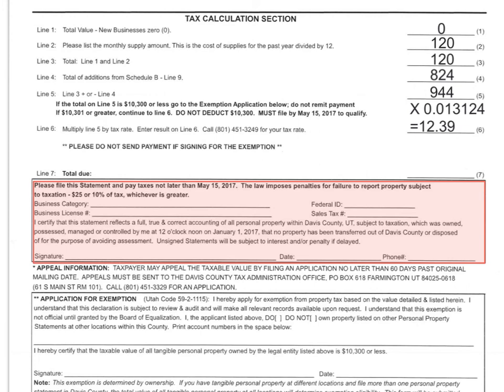Regardless of whether you qualify to claim the exemption from tax or not, all filers must complete the box that is below line 7. Please fill out all of the pertinent information. Remember, we also need your signature, the date, and a current phone number where we can reach you.